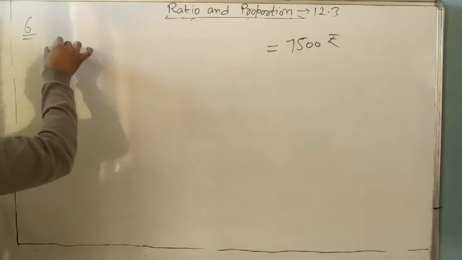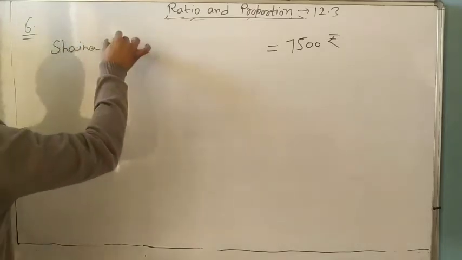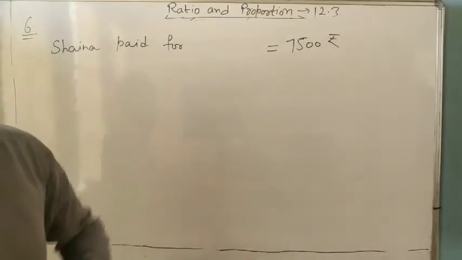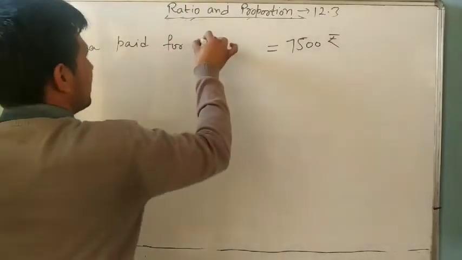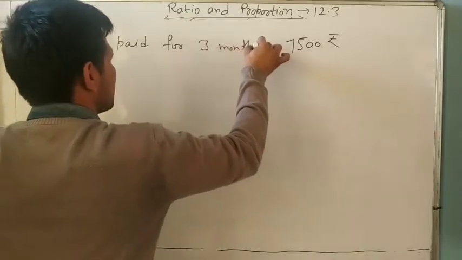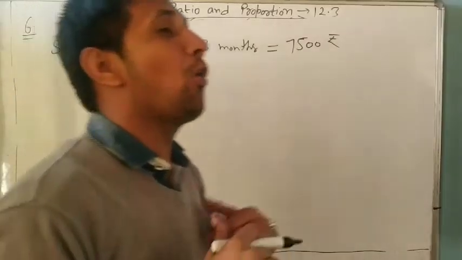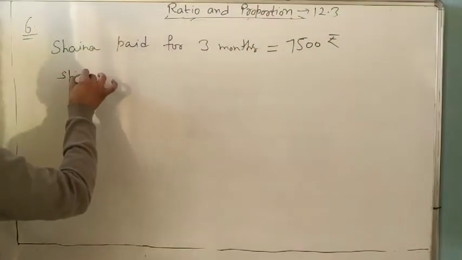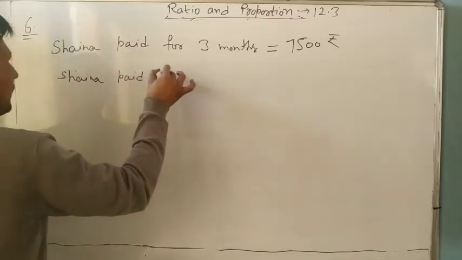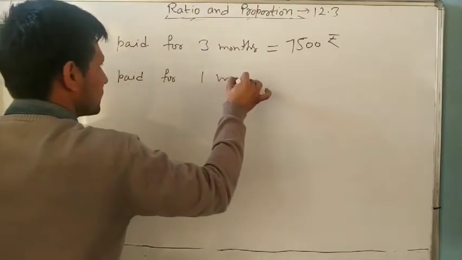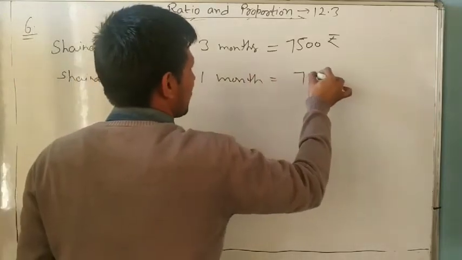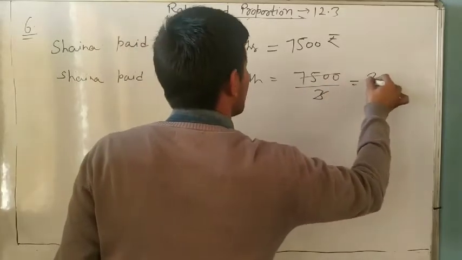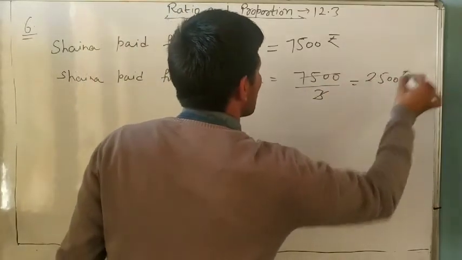Saina paid 7,500 rupees for how many months? For 3 months. Yes. But we want to find how much she pays for 1 year. So first we will find what Saina paid for 1 month. How much for 1 month? 7,500 divided by 3. You can cut if you want to cut, otherwise no need. It comes to 2500 rupees.